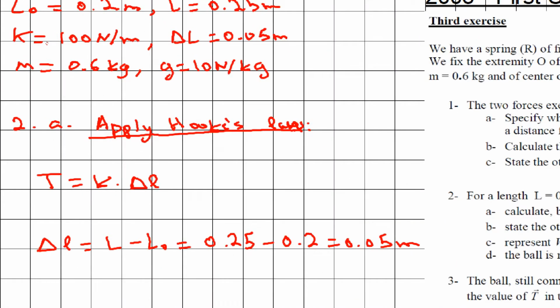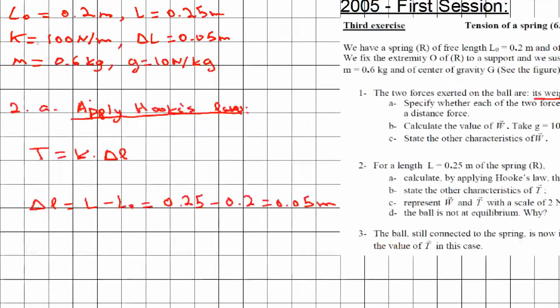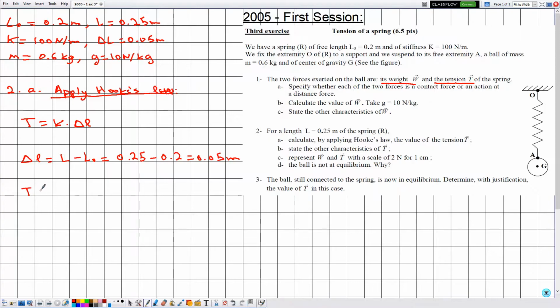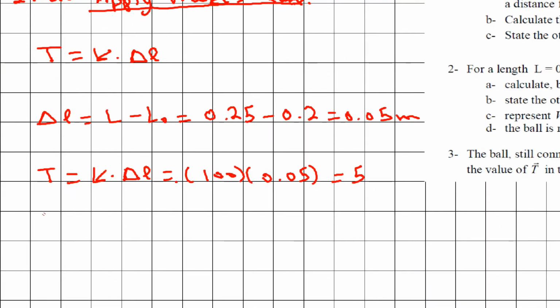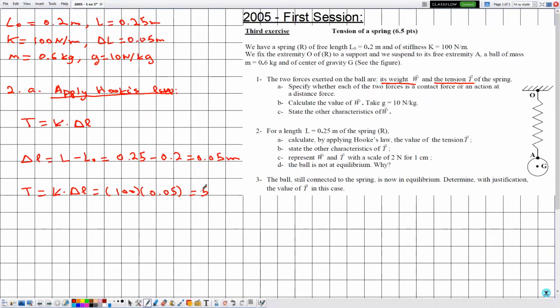Now we know the elongation and we know the stiffness of the spring K. Then we can calculate the magnitude, which is given by K multiplied by delta L. Now K is 100 and delta L is 0.05. Plugging this into the calculator, it will give me 5. Since both K and delta L are in the SI, the value of T will be in the SI, which is newtons. Then the magnitude of the tension T is 5 newtons.